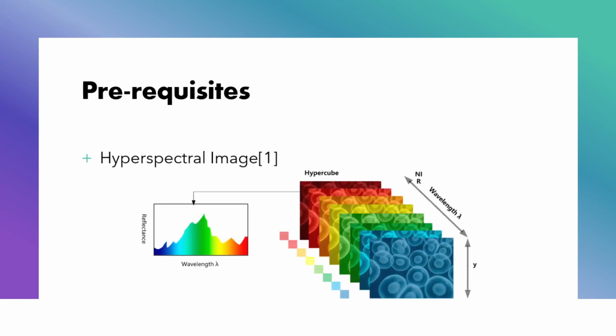This is a hyperspectral image, an image which is very different from the usual 3-channel RGB image we happen to see in our daily life. It consists of a contiguous number of channels, something like around 100, which contains a huge amount of information.